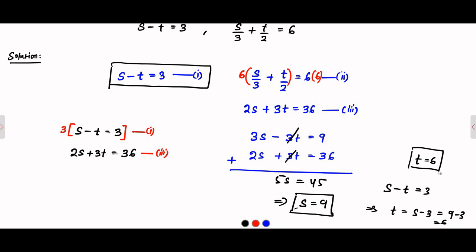So always use simple routes to achieve your objectives. Okay, if there is a simple route, don't go for a complicated, complex route. Okay, simple, straightforward routes. So this is another question on solving linear equations in two variables using elimination method.